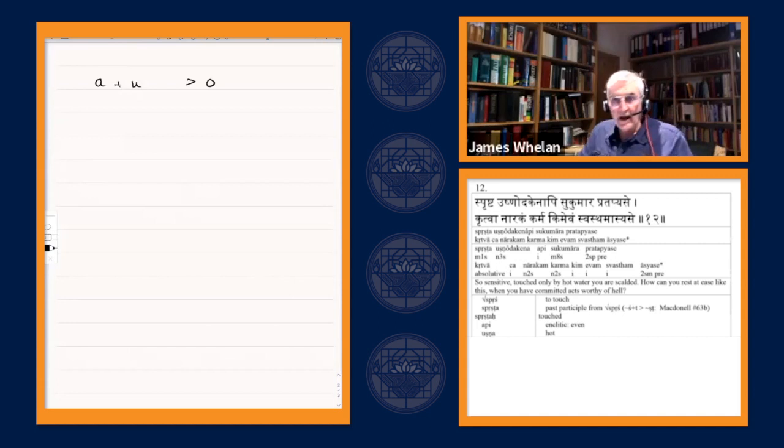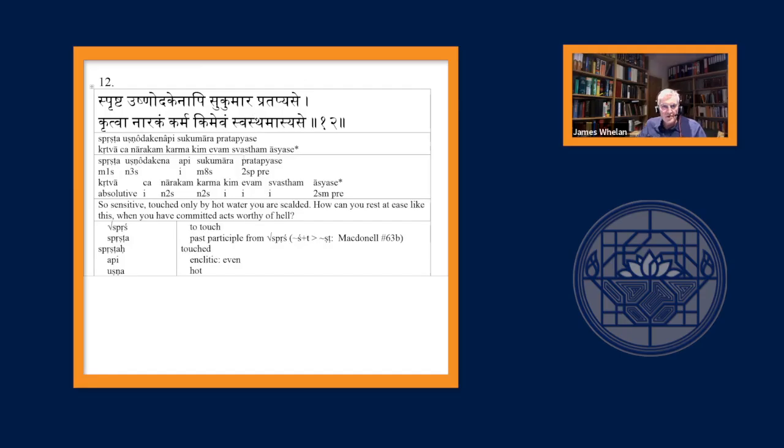But if you look at the text here, oops, where's it gone? Oh, sorry, here we are. Mr. Technology at it again. Sprishta ushnodikenapi. Find a word ending in an a followed by an u. Why has it not become o?